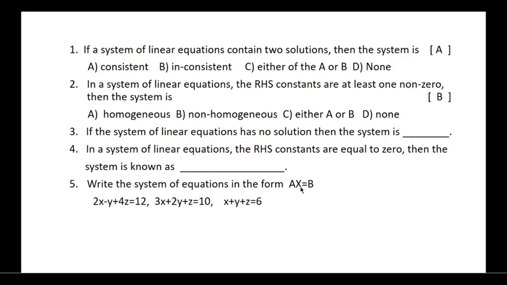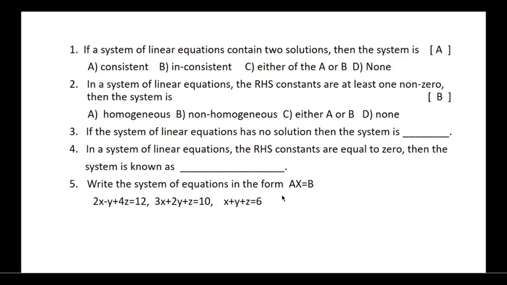Then we write the unknown matrix, capital X. What are the unknowns in the given equations? X, Y, Z, in a column, equals B. B means all the right hand side constants: 12, 10, 6. So here we get Ax = B. In the matrix form, multiplying A and X becomes the matrix B.